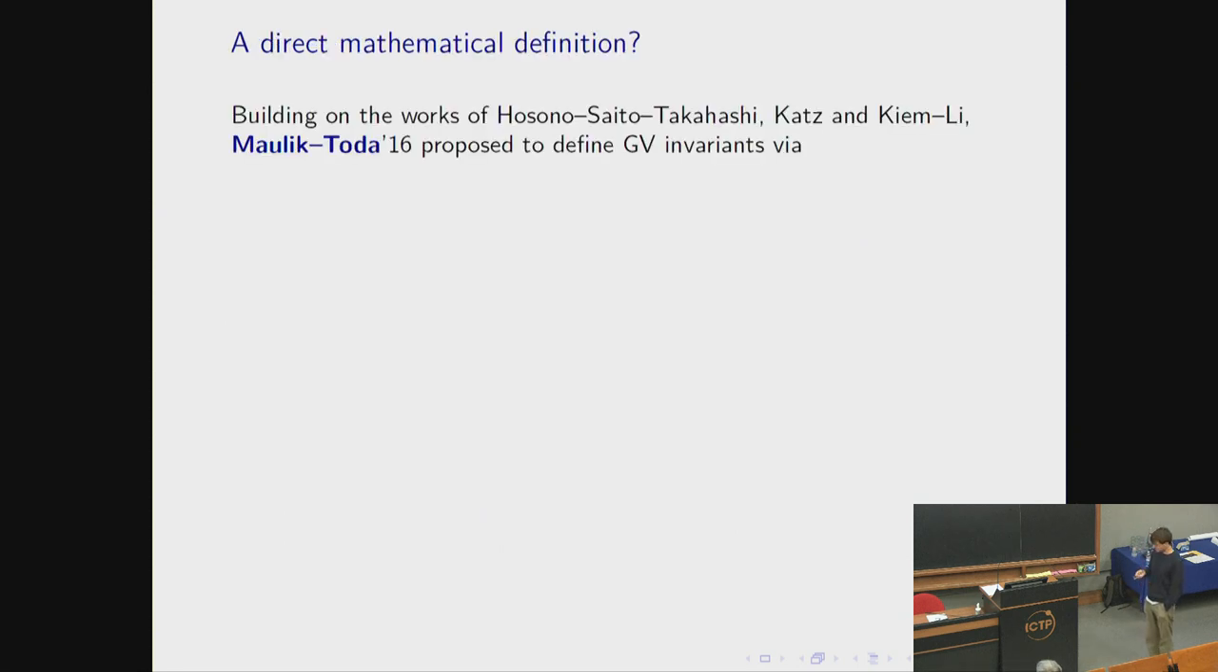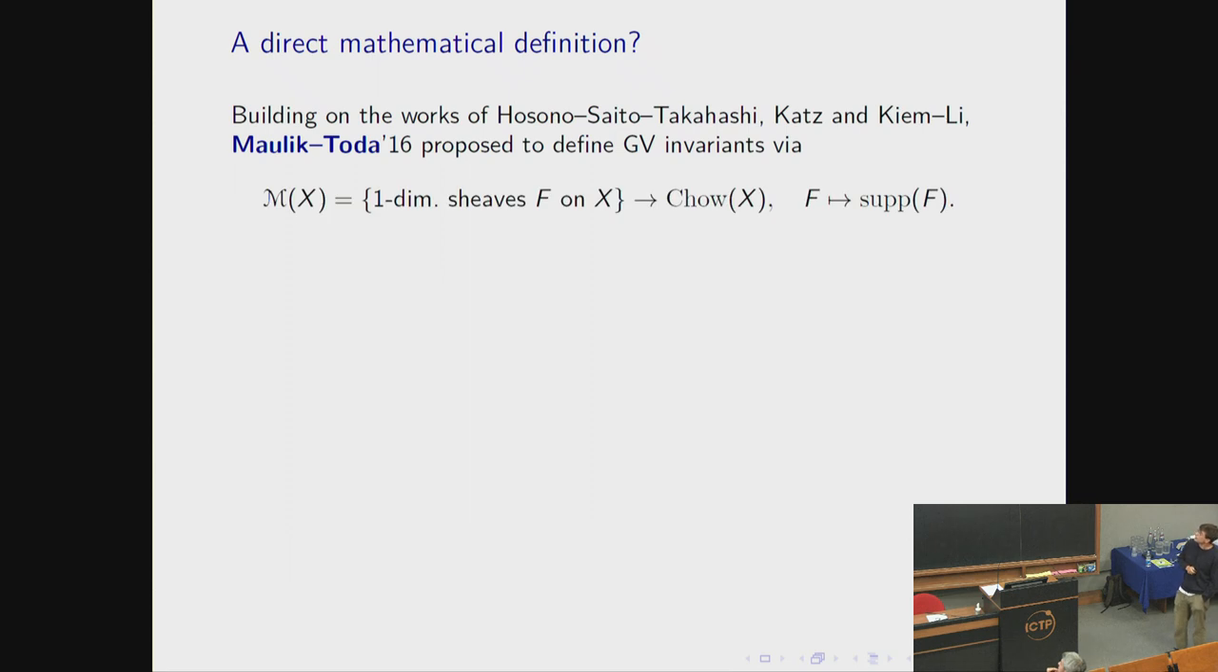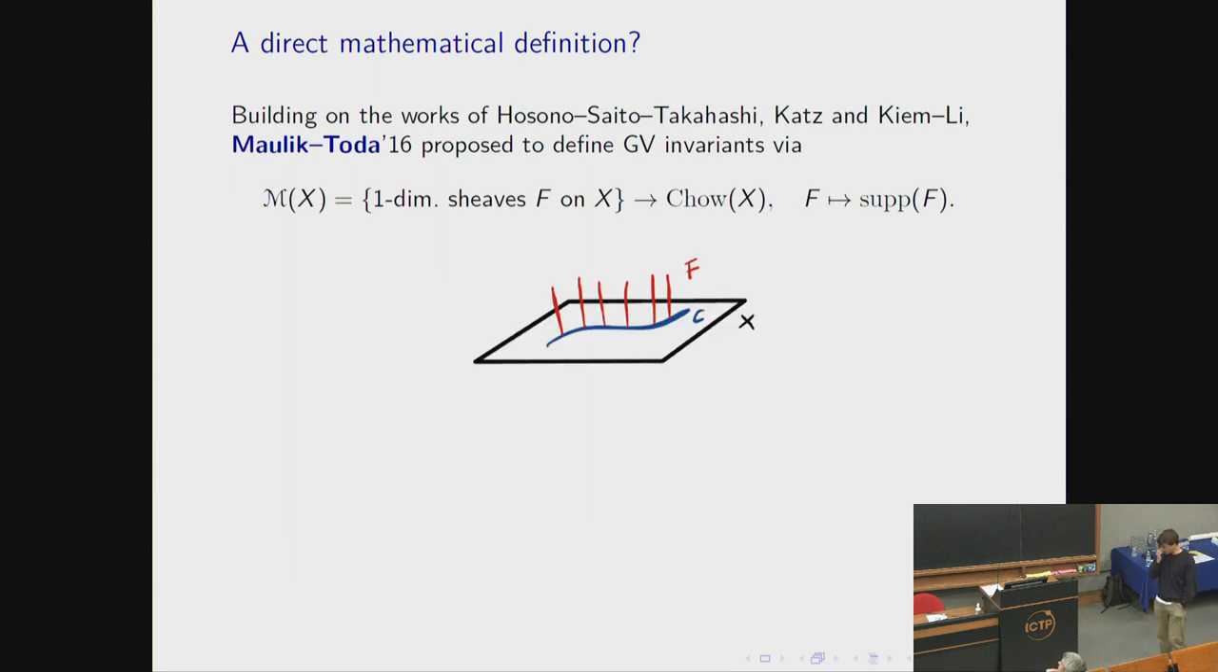So let me talk about how we can actually approach this problem. The most popular approach, in fact my mathematical approach, is based on the work of Gopakumar-Vafa themselves, and then the works of Hosono, Saito, Takashi, Katz, and Kim Lee. The final work in this sequence was Maulik-Toda's paper from 2016, and they proposed to define Gopakumar-Vafa invariants using the following geometry.